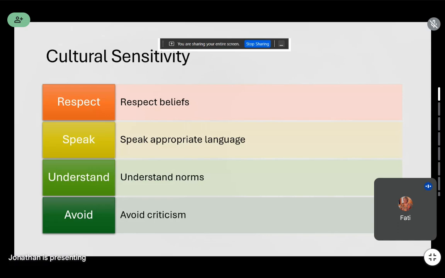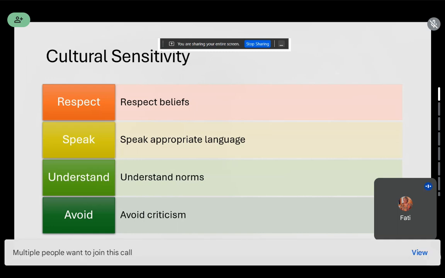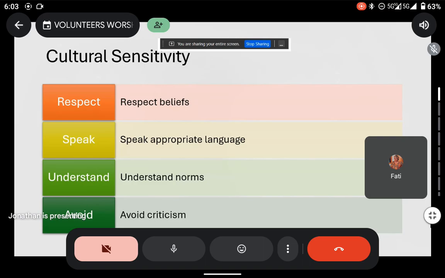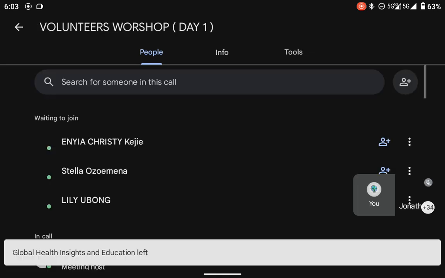The way they greet each other, when you go there, you were trying to shake hands. These are things that would help. You have to use appropriate language for them to really buy into or understand exactly what you mean. Understand their norms, and you have to avoid criticism.